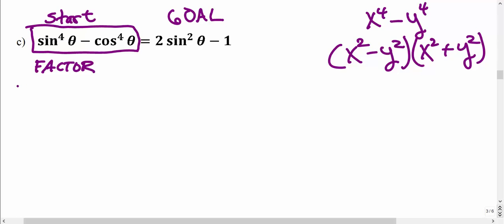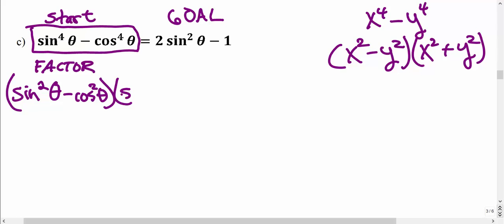So we're going to factor sine to the 4th minus cosine to the 4th in the same way. We're going to factor that as sine squared minus cosine squared times the binomial sine squared plus cosine squared.